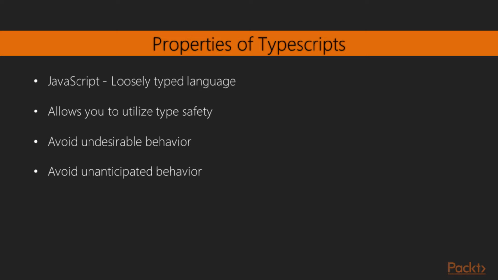JavaScript is, of course, a loosely typed language, and JavaScript is what the browser is interpreting in this case. However, writing your application in TypeScript allows you to utilize type safety at compile time, which will allow you to avoid undesirable and unanticipated behavior.